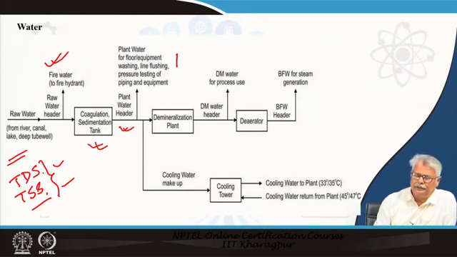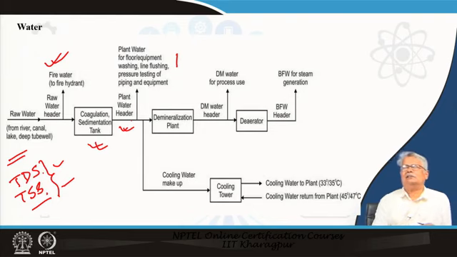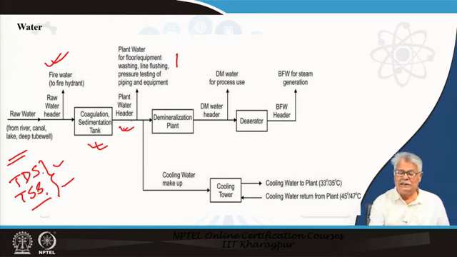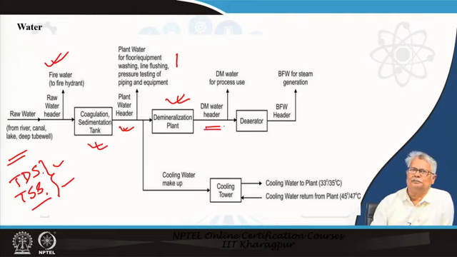Now, if you use this directly for steam generation, the boiler heating surface will get coated with deposits, which is due to the TDS and TSS present there. The TSS is very nominal, but the TDS, that is dissolved solids, will get deposited and it will foul your heat transfer surfaces. So, they are to be removed. So, they are sent to a demineralization plant, and what you produce is DM water or demineralized water.